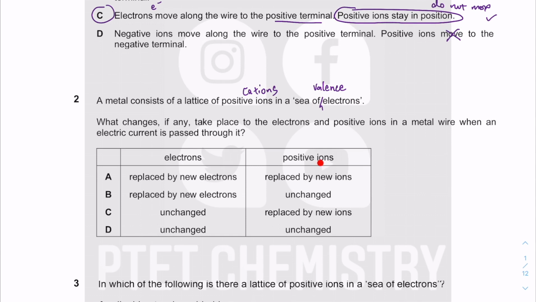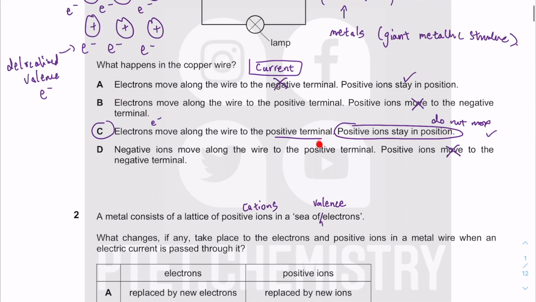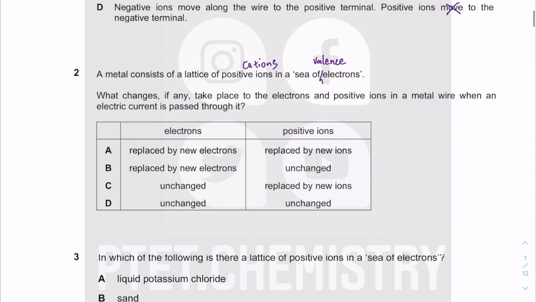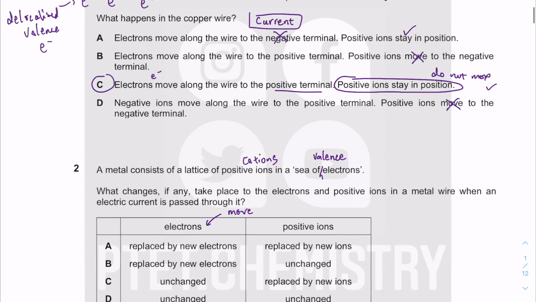Again, this is basically the same as the first question. This is just a different way of asking it. Here they give you in a wordy form, here they give you in a table form. So what happened to the electrons? The electrons move towards the positive terminal. All right, so the electrons move, and therefore the electrons will be replaced by new electrons because you leave your original position and move towards the positive terminal, because the negatively charged electrons will be attracted towards the positive terminal.